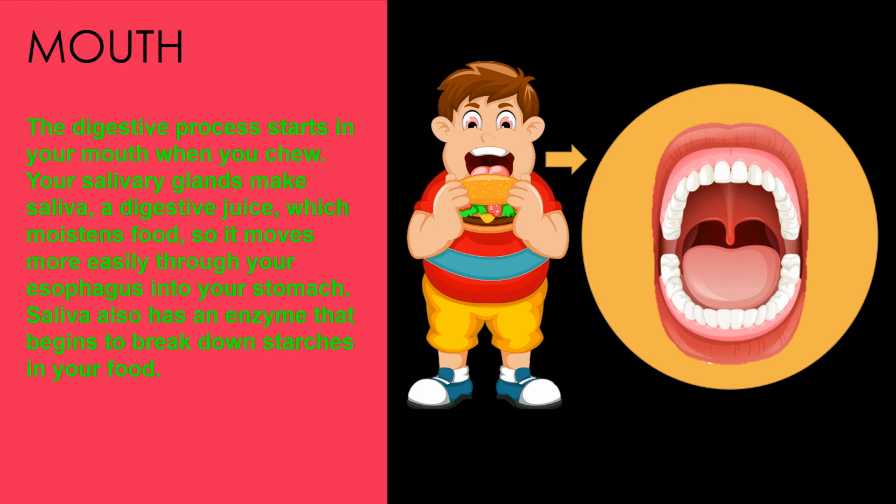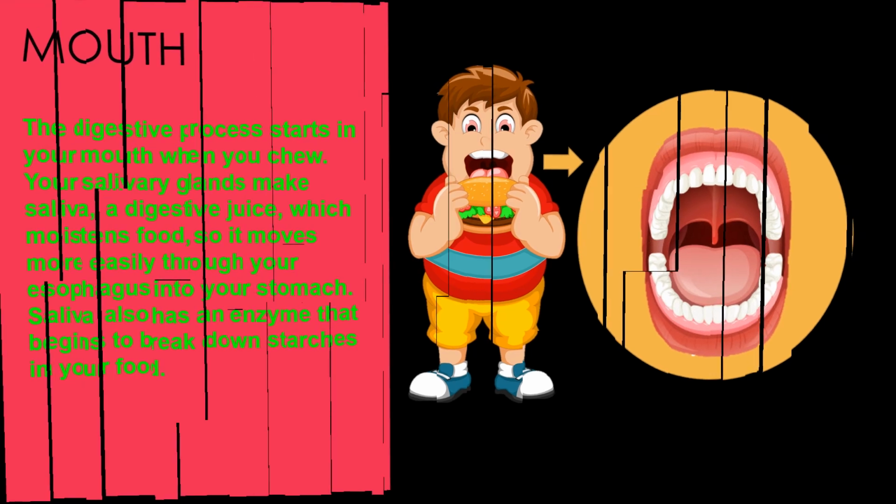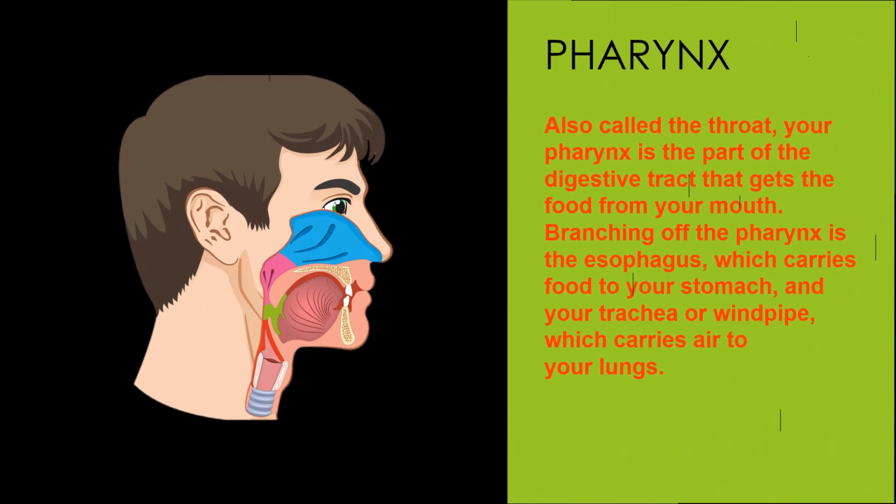Now let us go to the next part. The pharynx, also called the throat. Your pharynx is the part of the digestive tract that gets the food from your mouth. Branching off the pharynx is the esophagus, which carries food to your stomach, and your tracheal windpipe, which carries air to your lungs. The pharynx is the transition area from the mouth to the esophagus, so it has two ways.